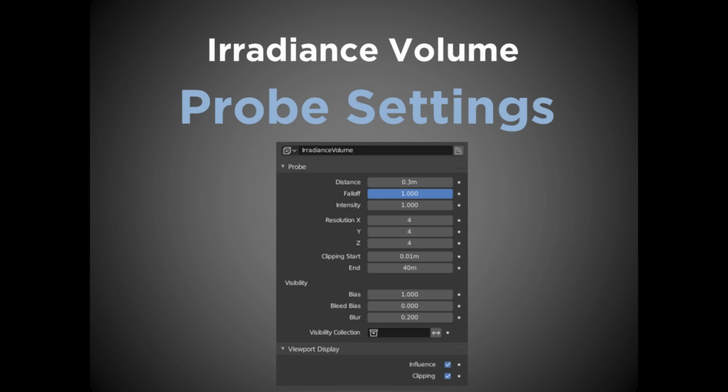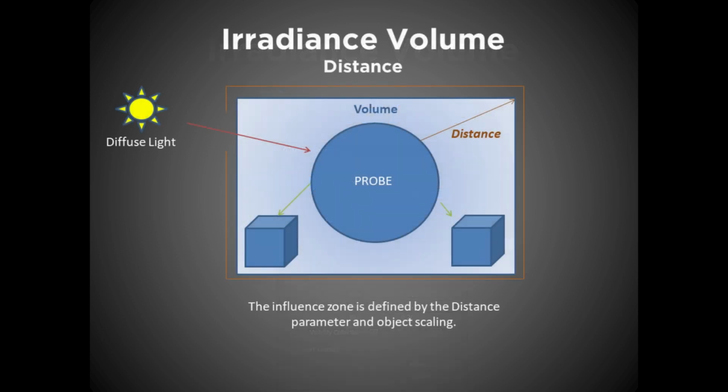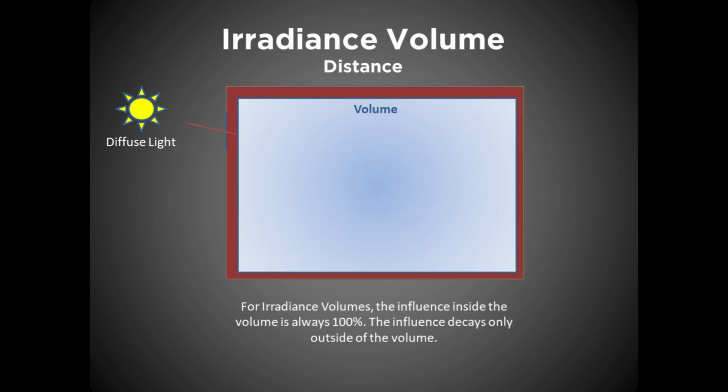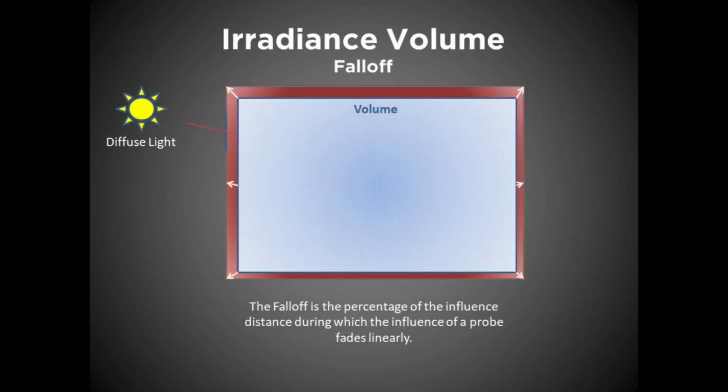So let's check some of the probe settings. We have the distance. The influence zone is defined by the distance parameter and object scaling. For irradiance volumes, the influence inside the volume is always 100%. The influence decays only outside of the volume. So let's check the Falloff. The Falloff is the percentage of the influence distance during which the influence of a probe fades linearly.